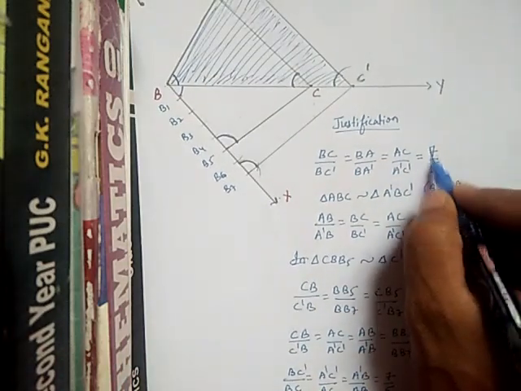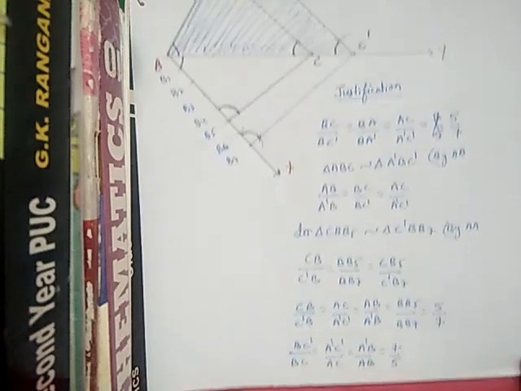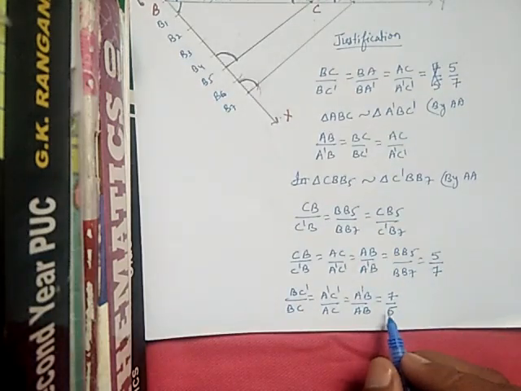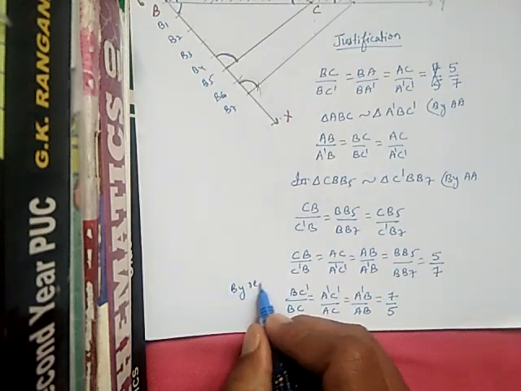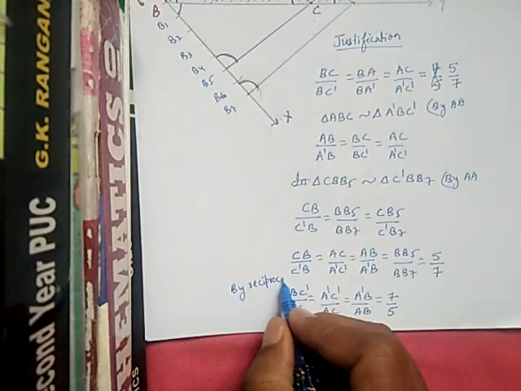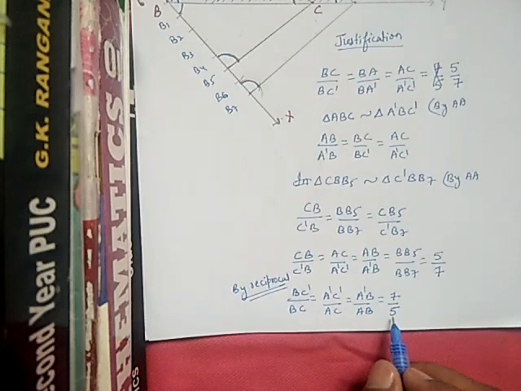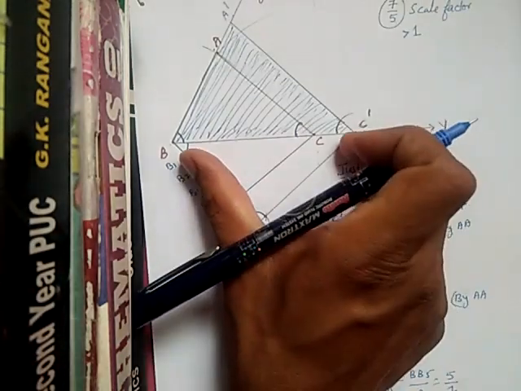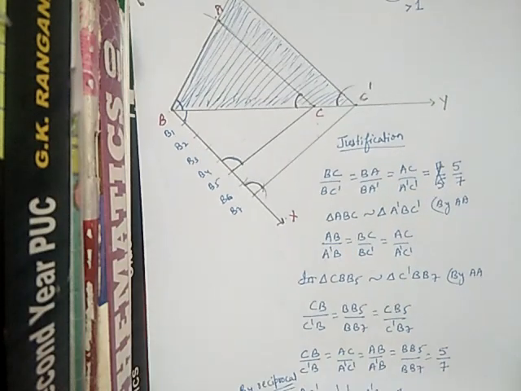So this is not 7 by 5, it is 5 by 7. Okay, sorry, 5 by 7. So just you can see here 5 by 7. So here if you take the reciprocal for this one, you will get this one. So BC dash is 7 and BC is 5. So this is the justification of this one.